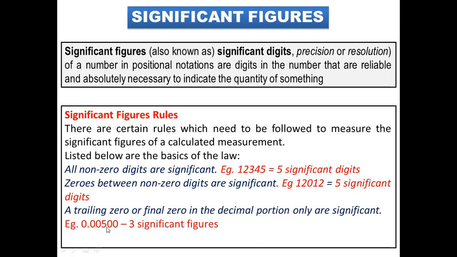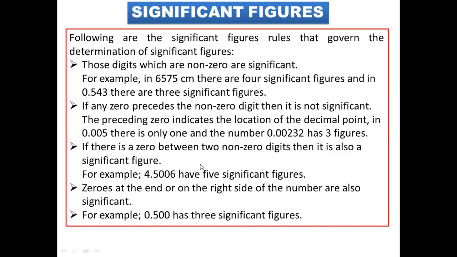Whenever the digit started, and after that, these are called the trailing zeros or final zeros after the decimal point. So there are three significant figures in this particular quantity, only three significant figures. These are the important rules to be followed while calculating significant figures. Following are the rules that govern the determination of significant figures.